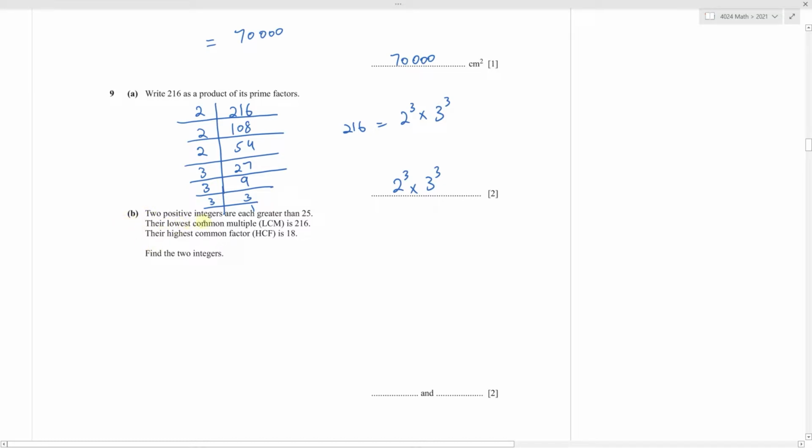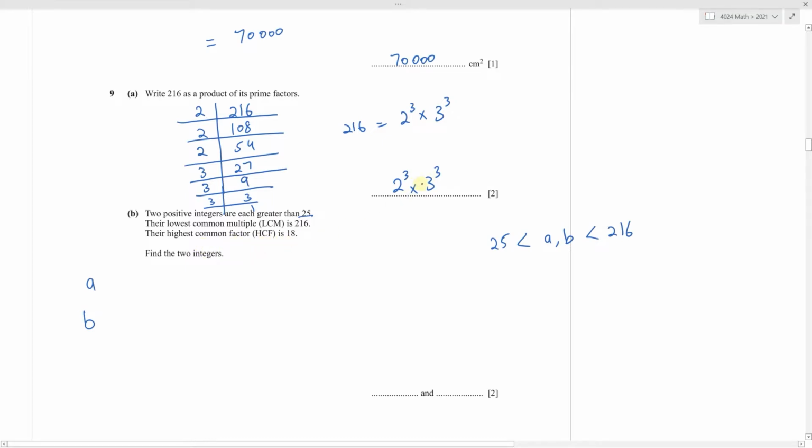Part B. Two positive integers are each greater than 25. Their LCM is 216. The HCF is 18. Find the two integers. So let's call them A and B. What do you know about these integers? They are greater than 25. So A and B are greater than 25. And their lowest common multiple is 216. So if LCM is 216, that means both of them are less than or equal to 216. And their highest common factor is 18.